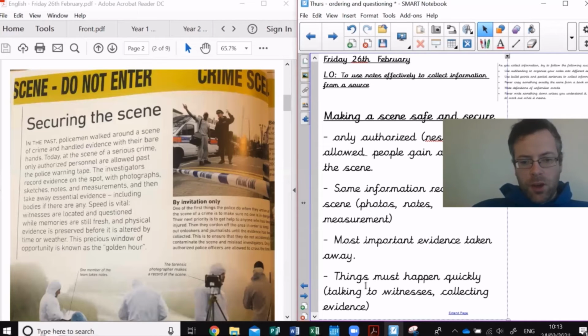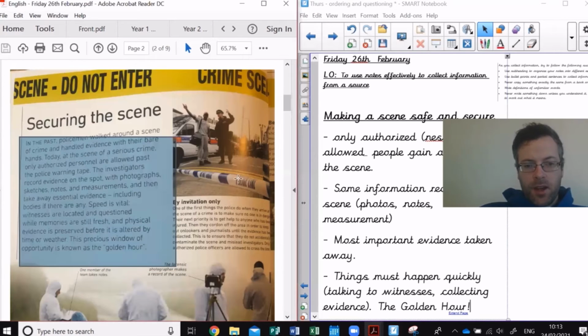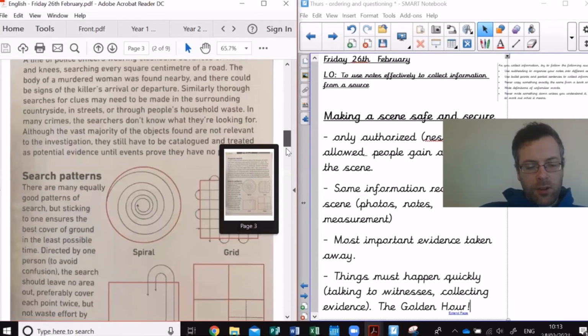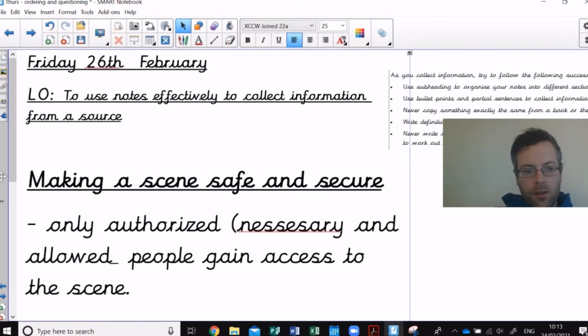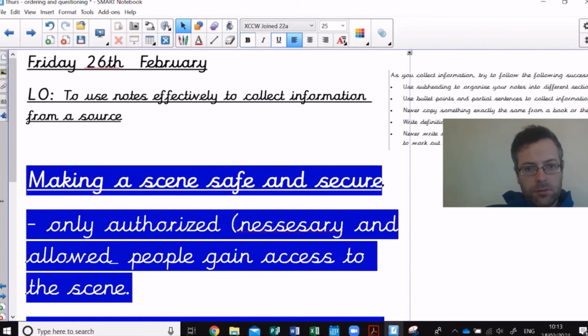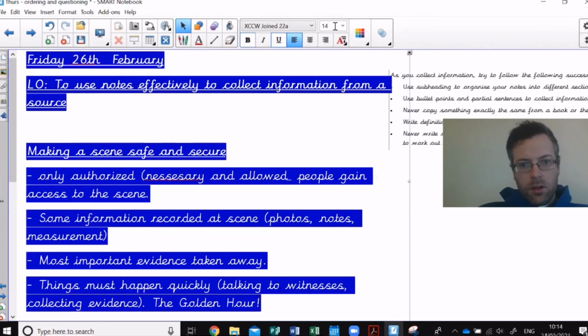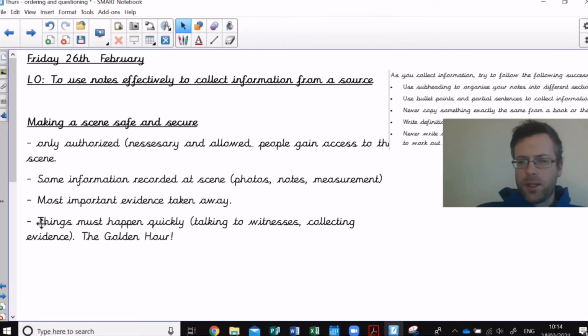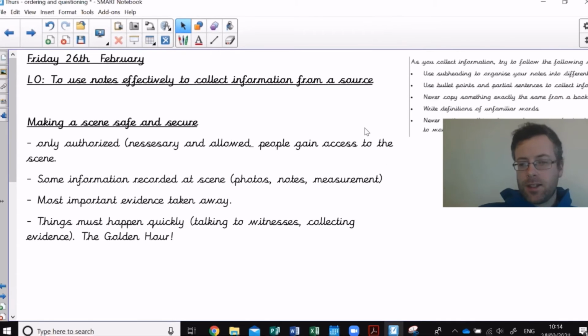This precious window of opportunity is known as the golden hour, and I'll put in there just the golden hour. Okay, so I've just looked at this one paragraph at the minute, and even on this page, there's more information down here. But just looking at that one paragraph, I've managed to collect 4 pieces of information. Now that is just in text at the minute. When I come to write it, I could add a lot more information to that.